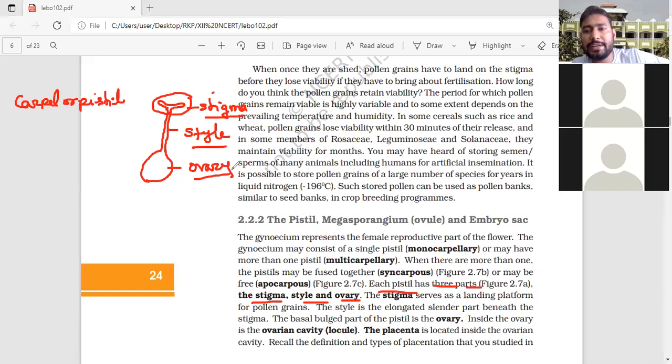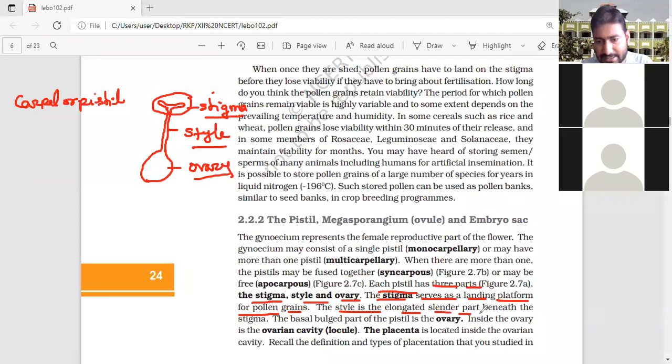Stigma is the site where the landing of pollen grain takes place. That is the receptive structure where the pollen grains come and sit. And style is the stalk-like structure which connects the stigma and ovary. Clear? And the ovary is the basal swollen part. The stigma serves as a landing platform for pollen grain, as I told already.